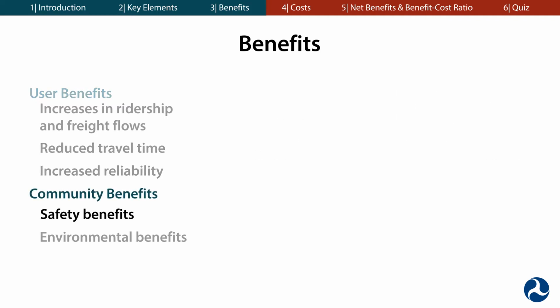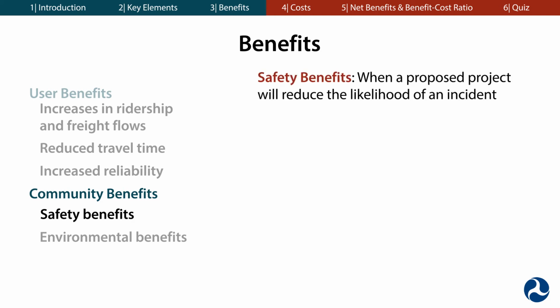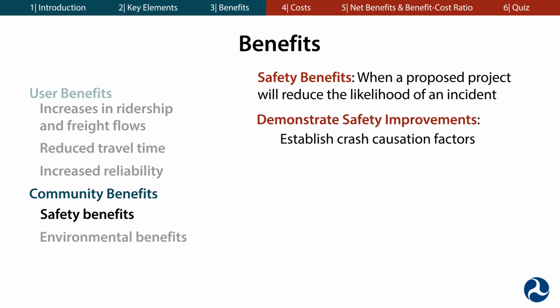Safety benefits can be included in a BCA when a proposed project will reduce the likelihood of a derailment or other type of incident. To claim that a project will result in safety improvements, you need to clearly demonstrate how a proposed project targets and improves safety. This is done by establishing crash causation factors and drawing a direct link to how the project will mitigate those factors.